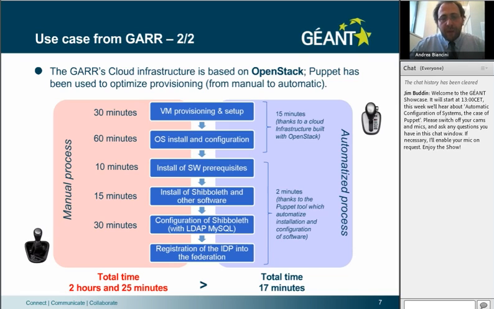But then when we have this virtual machine ready to be installed and configured, we also searched for a tool that could permit us to install all the software prerequisites and all the software components to execute an IDP in an automatic way. We found that we can achieve this goal by using Puppet.